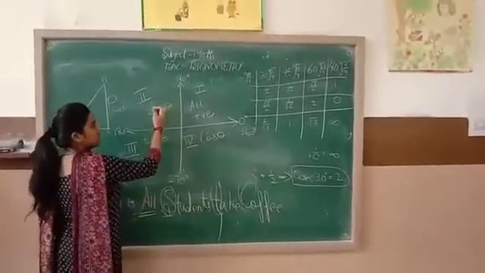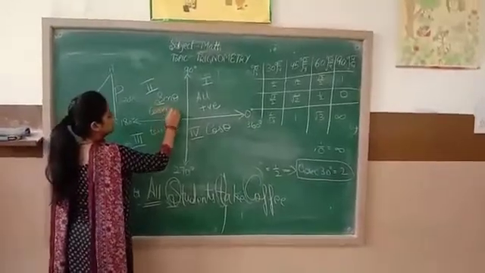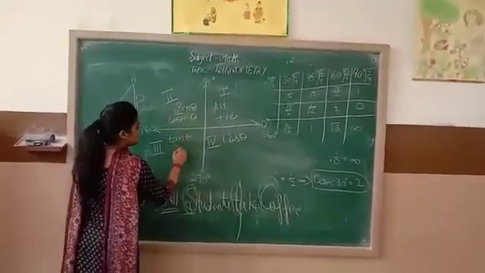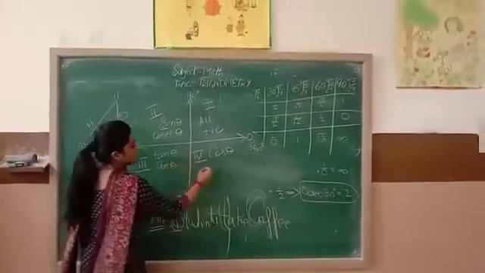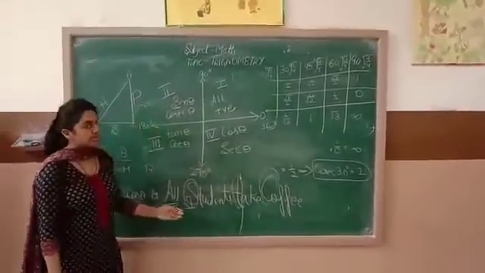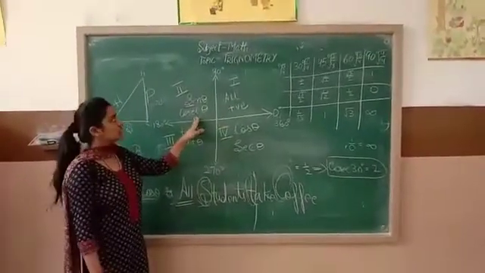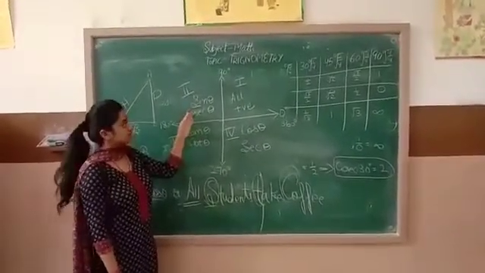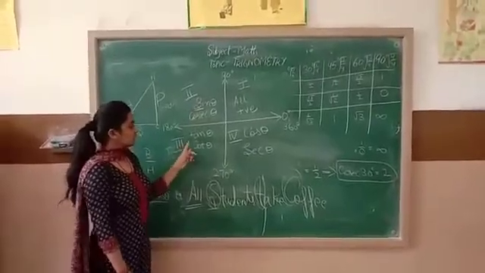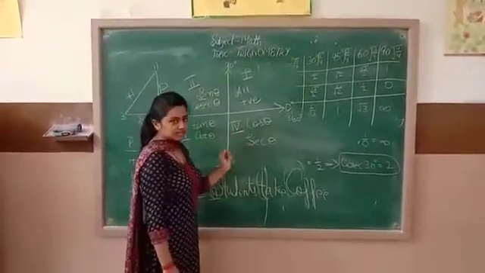Now we have to take the reciprocals of these. The reciprocal of sine is cosecant theta. Here we get cot theta. And here we get secant theta. So by this process, in the first quadrant all ratios are positive, in the second quadrant only sine and cosecant theta are positive, similarly in the third tan theta and cot theta are positive, and in the fourth cos and secant theta.